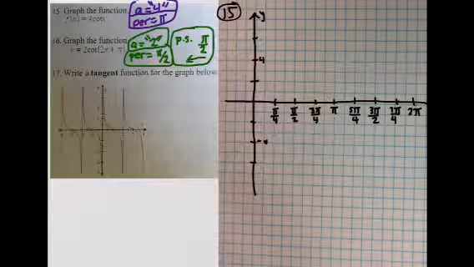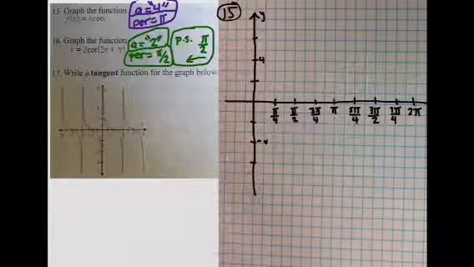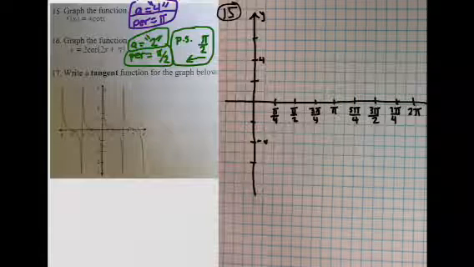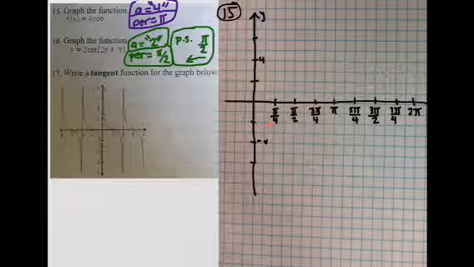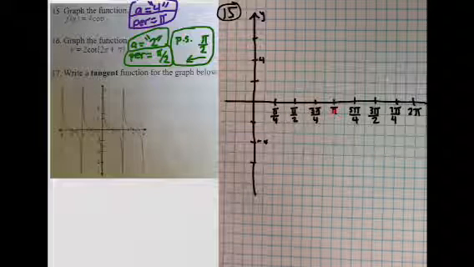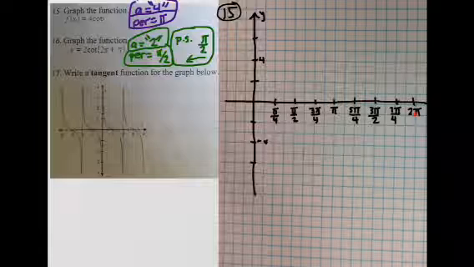Okay, for 15, the A value is 4, so there's a vertical stretch. The period is pi over 1, so it's pi. So if you see here, I did 1, 2, 3, 4, that's pi. Half of that is pi over 2, half of that is pi over 4. So every tick mark is a fourth of a pi, so 1/4, 2/4, 3/4, 4/4, 5/4, 6/4, 7/4, 8/4.